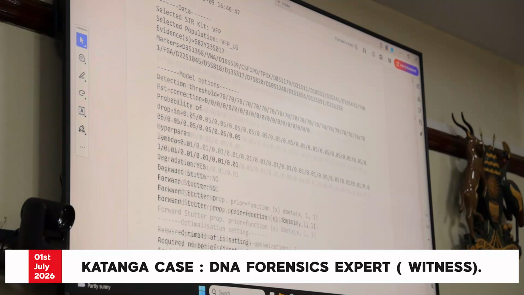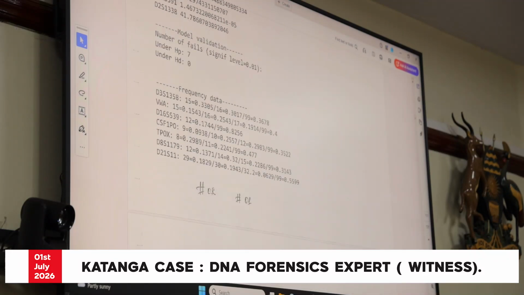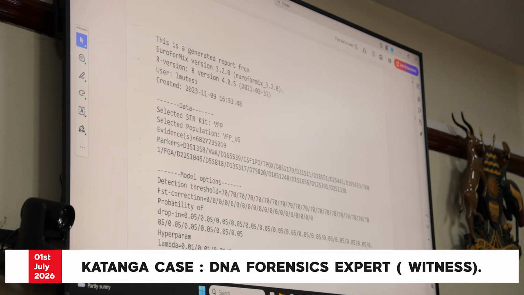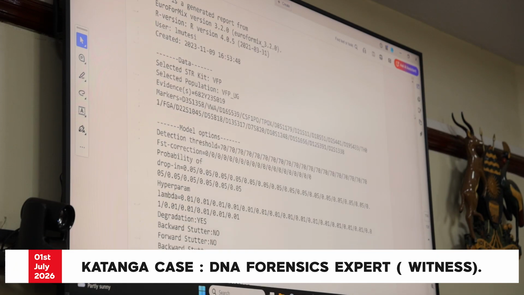Sorry, I've skipped it. Isn't that the one? That's 17. This is 19. Okay, now we want to come to how the statistics were calculated, but this is on the DNA report. Yes. There are no page numbers. 114. Maybe that's one. Okay.